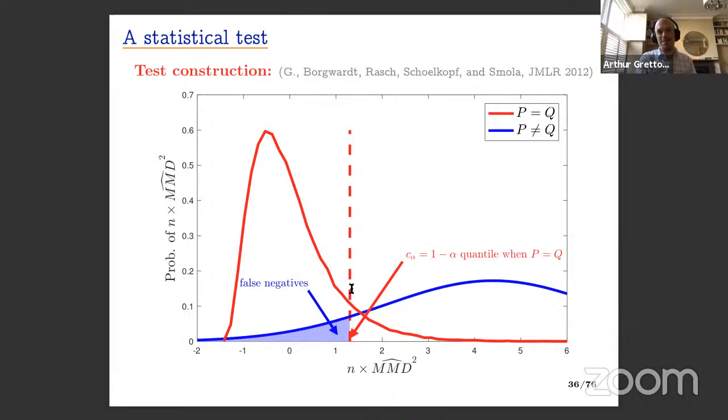So when P and Q are the same, I'll get the right false positive rate. When P and Q are different, I'll get a false negative rate that goes to 0 as I see more samples. And so this permutation approach is going to give me a correct test.